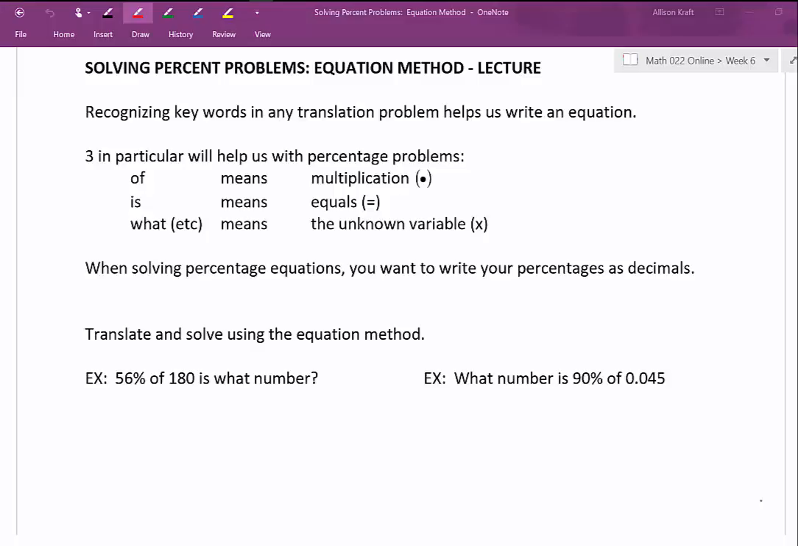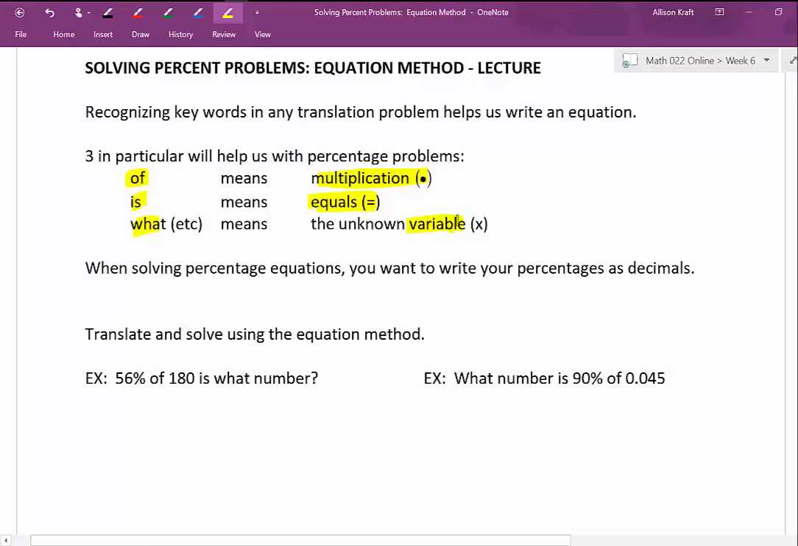In this lecture, we'll be learning the second technique for solving percent problems, the equation method. I personally prefer the equation method over the proportion method because we already know everything that we need to do this method. We need to remember three particular words and their translation. We need to remember that of means multiplication, is means equals, and lastly, what, or some other word like that, means our unknown variable.